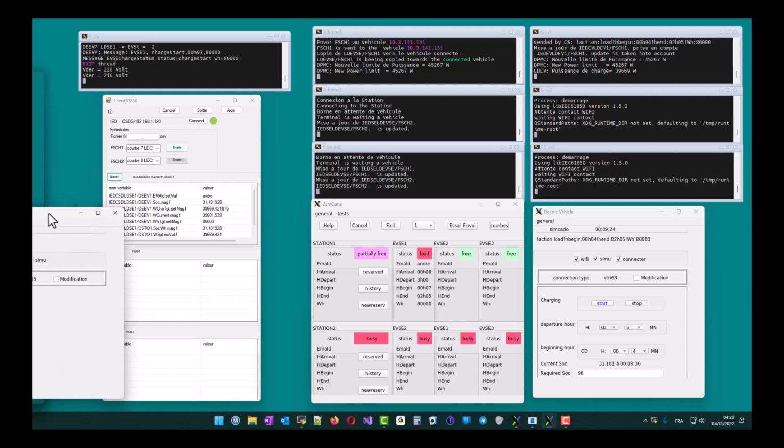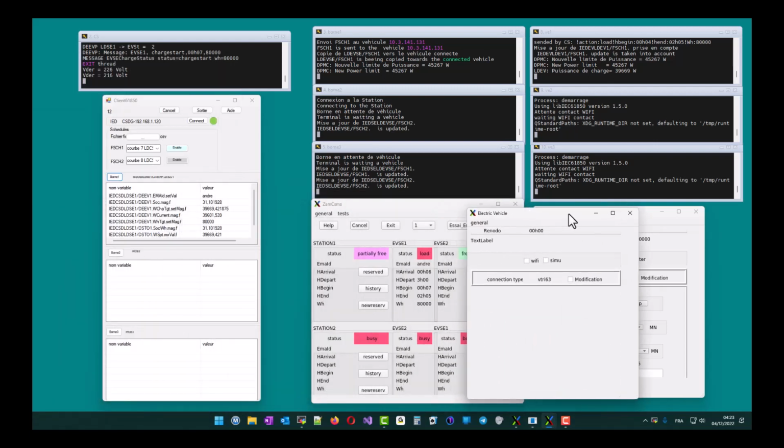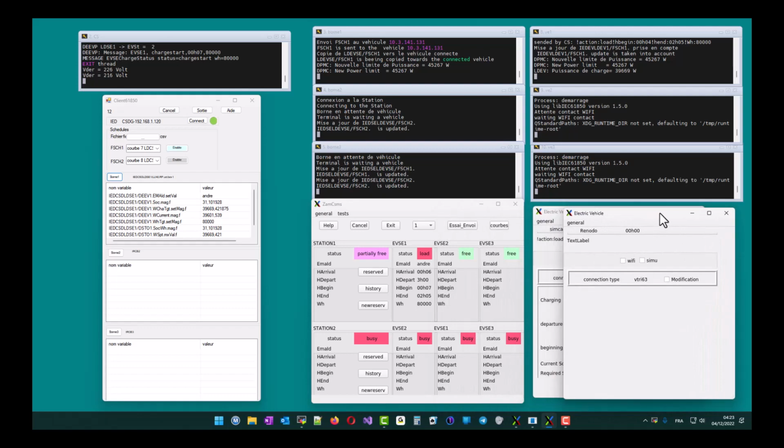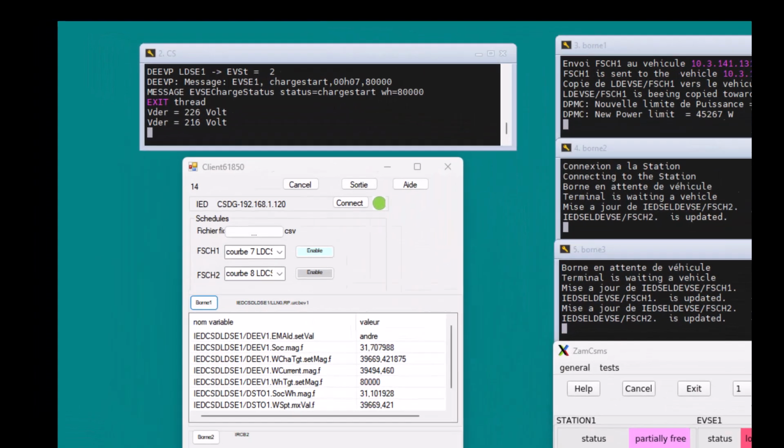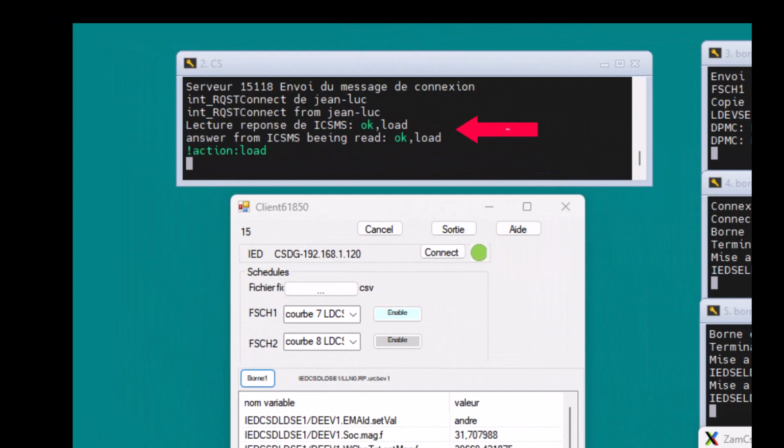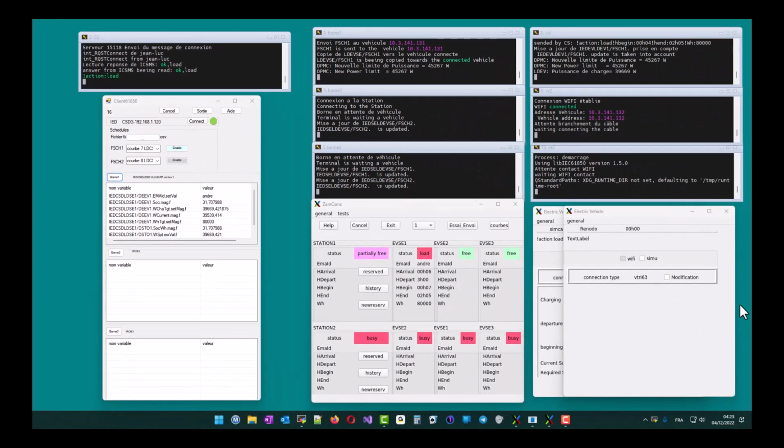A second vehicle arrives and connects to the station via Wi-Fi. The latter notes that there is no reservation for this vehicle. It checks the availability of at least one EVSE and authorizes the connection of the cable.